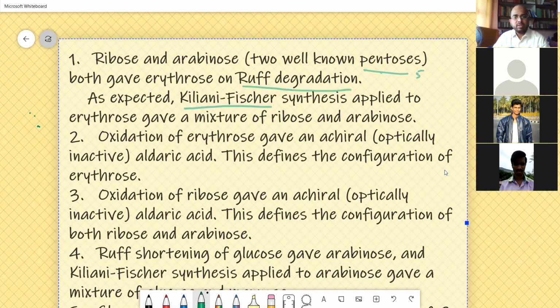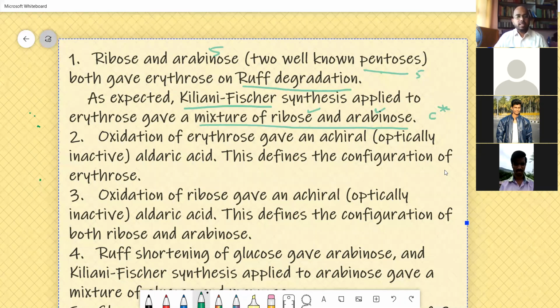So ribose and arabinose both are five-membered carbons. Both give erythrose on Ruff degradation. As expected, Kiliani-Fischer synthesis applied to erythrose gives a mixture of ribose and arabinose. Why? Because this newly introduced carbon atom is asymmetric in nature.